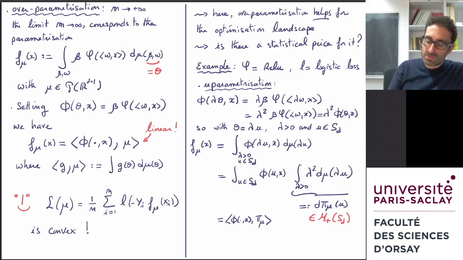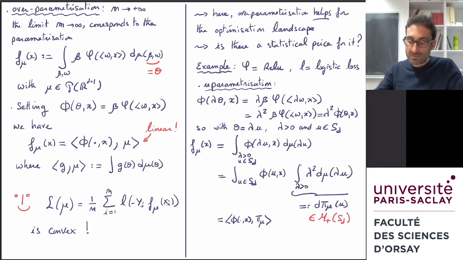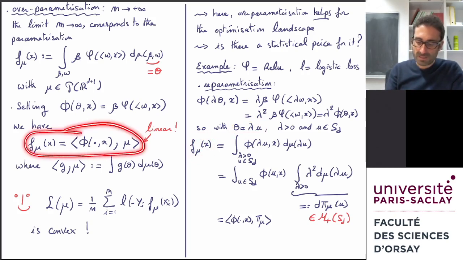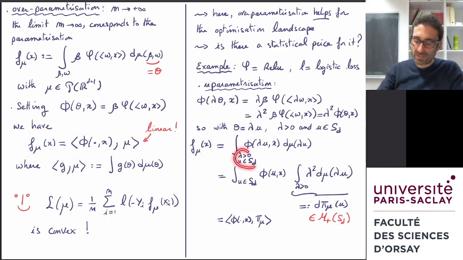For this reason, we parameterize theta by some u, which is in the sphere, and some lambda, which represents the norm of theta. By using this parametrization, I can write my function as the integral over lambda positive and u on the sphere, in R^(d+1), of this quantity.